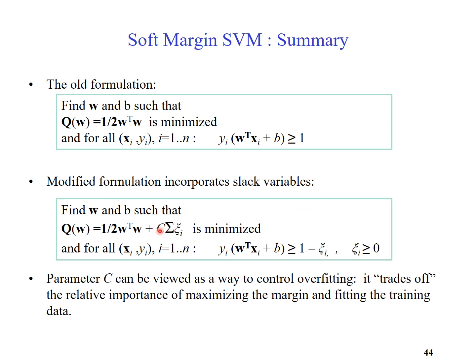Again, C here is the constant, and it determines how much weight you give to this error, or how much weight you give to the margin. If you think the maximum margin is very important, then you give a very small value of C. If reducing error is very important, then you increase the value of C. It's the parameter C that determines the weight balance between these two.